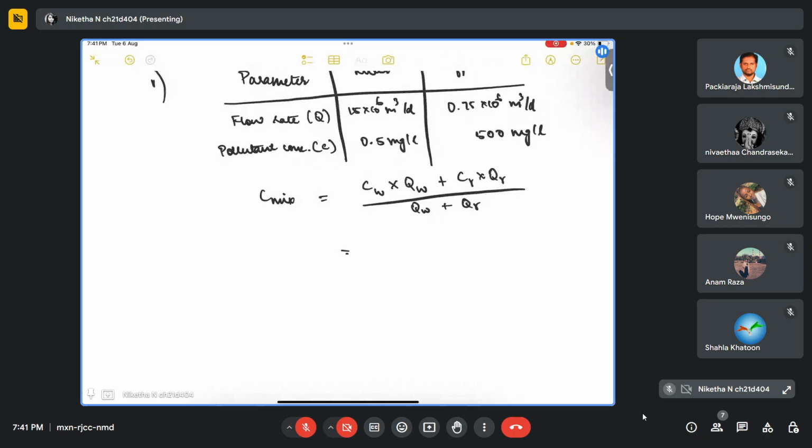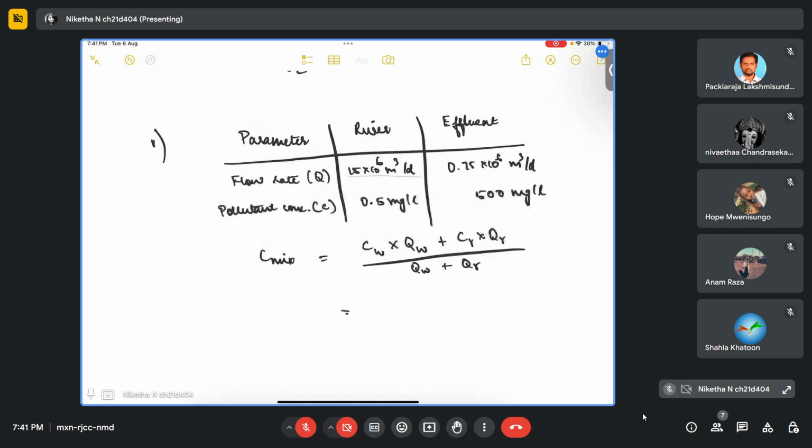Concentration of the pollutant in the waste effluent. Can you tell me what is the concentration of the pollutant in the effluent? It's 500 mg per liter. Yeah. And what is the flow rate of the effluent stream? 0.75 into 10 power 6.